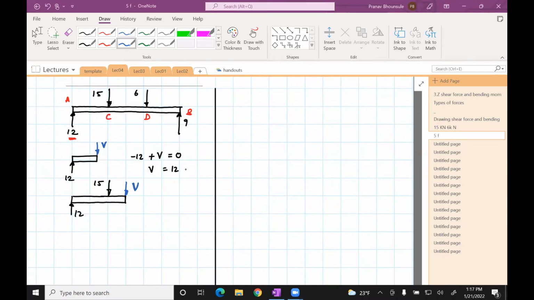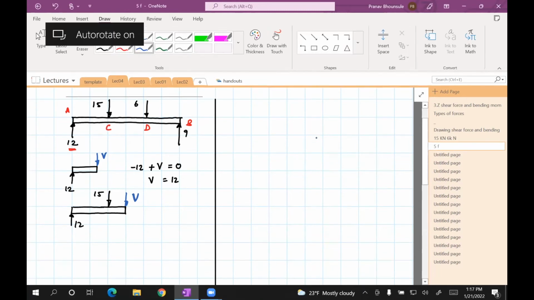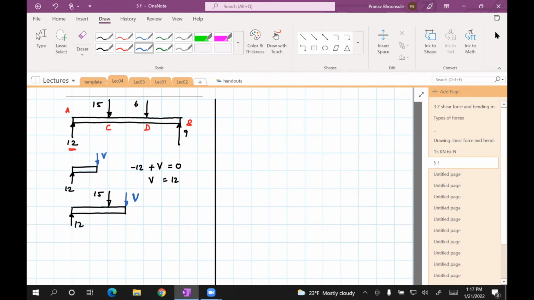No worries. So shouldn't V equal negative 12? No, it should be positive 12. Because I'm thinking up is positive, down is negative, and we have 12 going up and V going down. Think of it like a reaction force, right? It needs to be in the direction shown in order for this to be in equilibrium. So V is sort of a reaction force. If you cut the beam right here, what's the force at that section so that this thing is not going to move? Because if V was upwards, then it will fly off upwards.